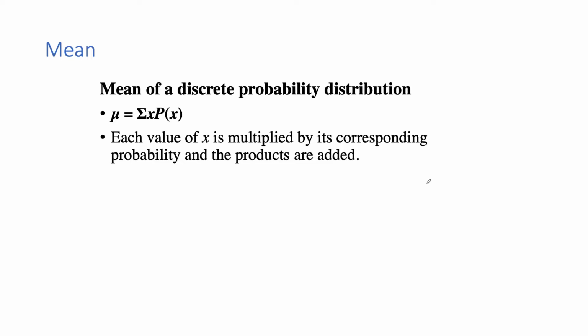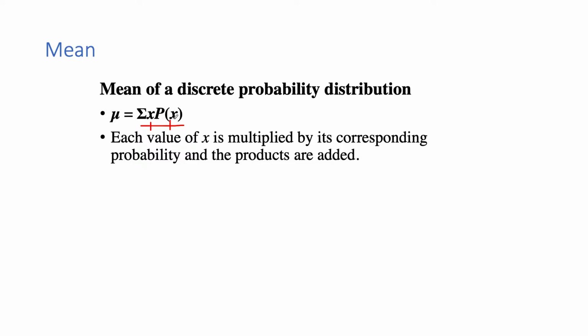Then the usual suspects: we want to calculate the mean, the standard deviation, and the variance of probability distributions. So first, let's talk about the mean. Let's talk about summary statistics. The mean for a discrete probability distribution is that you take each value, multiply it by its probability, and then add up all of these things. So this basically says it's the sum of x times p of x.